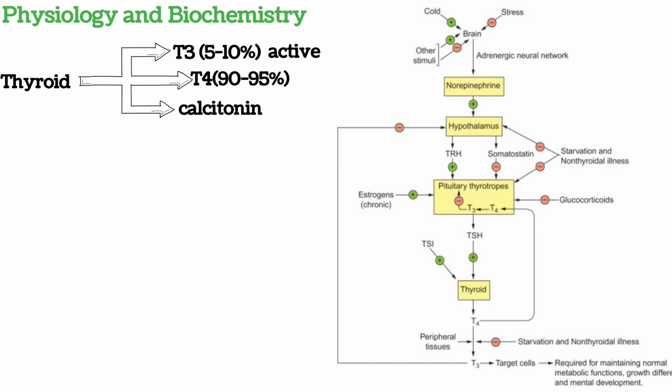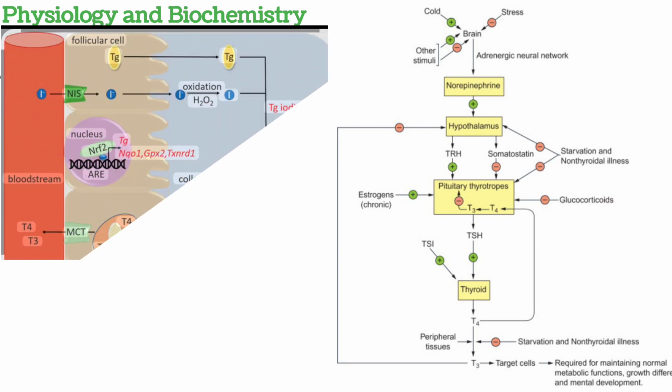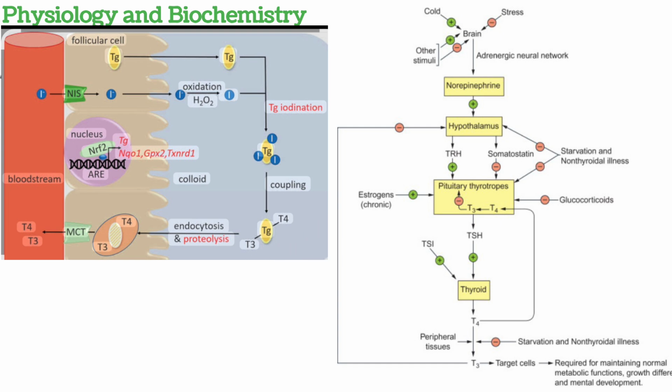Now, if we receive a signal of starvation, non-thyroidal illness, or some glucocorticoid, they will inhibit the pituitary gland and also the hypothalamus to stop secreting TRH, and the hypothalamus will secrete somatostatin, which will later on inhibit the pituitary more. Then in peripheral tissue, starvation and non-thyroidal illness will lead to T4 being converted by the enzyme to reverse T3, and reverse T3 will increase in the starvation phase.